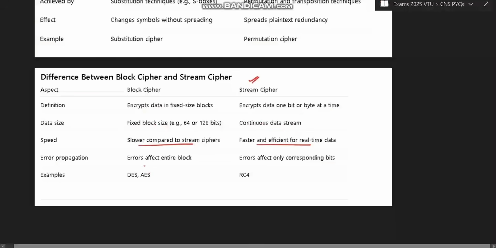Errors affect the entire block. If an error occurs in a block cipher, the entire block is affected, but in a stream cipher, since it deals with only one byte at a time, only those bytes will be affected. Examples of block ciphers are DES and AES, and the example of a stream cipher is RC4.